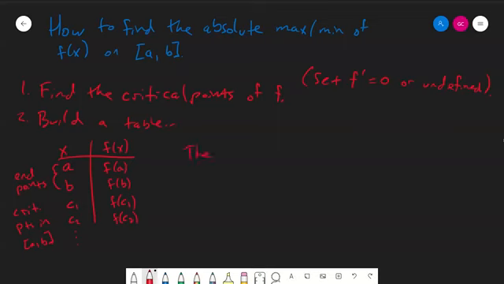And then simply the highest output is the absolute maximum, and the lowest is the absolute minimum. Well, let's just illustrate that with an example.